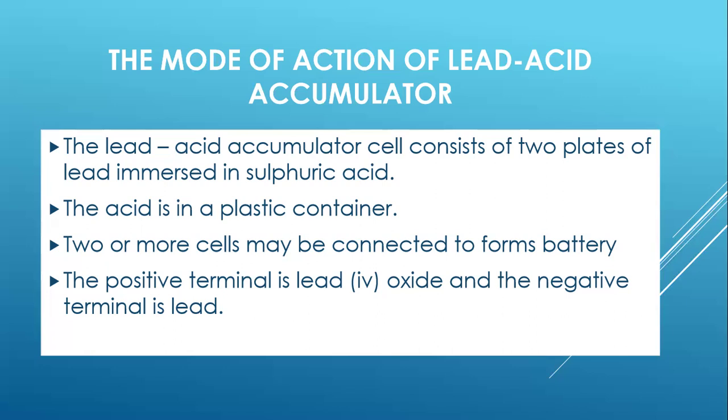It consists of the acid in which two plates of lead are immersed. The acid is in a plastic container, and two or more cells can also be connected to form a battery. The positive terminal is what we call the lead oxide, while the negative terminal is the lead. So these are the main components of this lead acid accumulator.